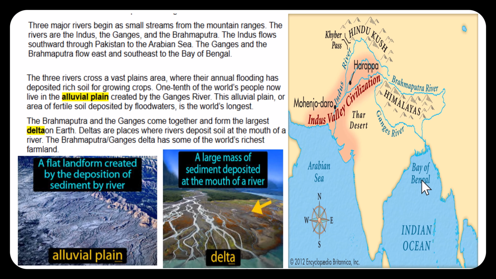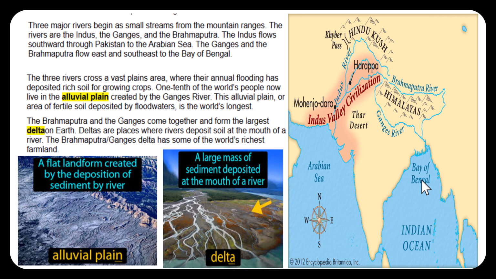Question number 14. What are the 3 major rivers that are important in South Asia? You have the Indus, the Ganges, and the Brahmaputra. Question number 15. What does the phrase alluvial plain mean? An alluvial plain is an area of fertile soil deposited by the floodwaters.